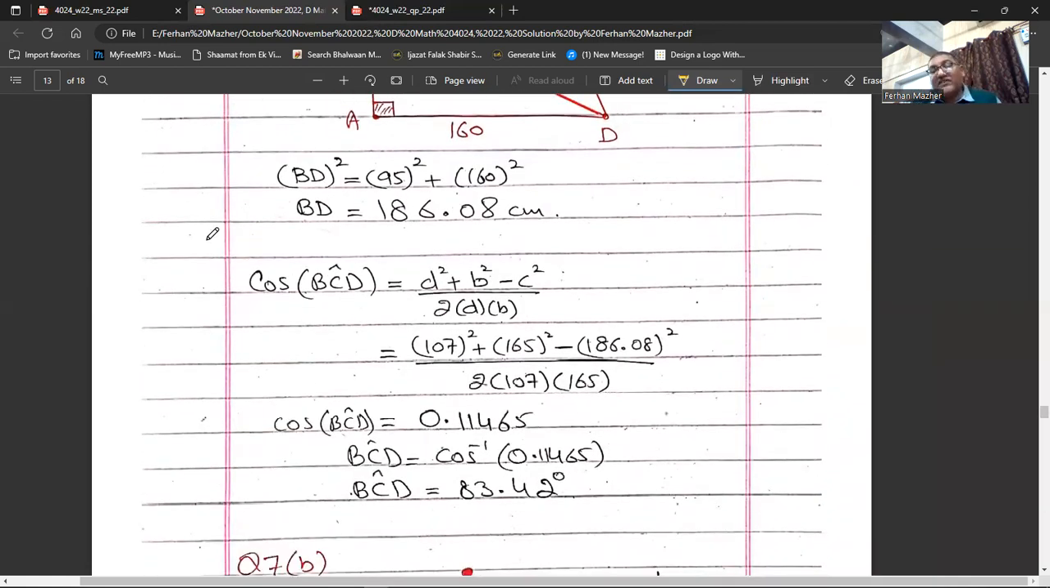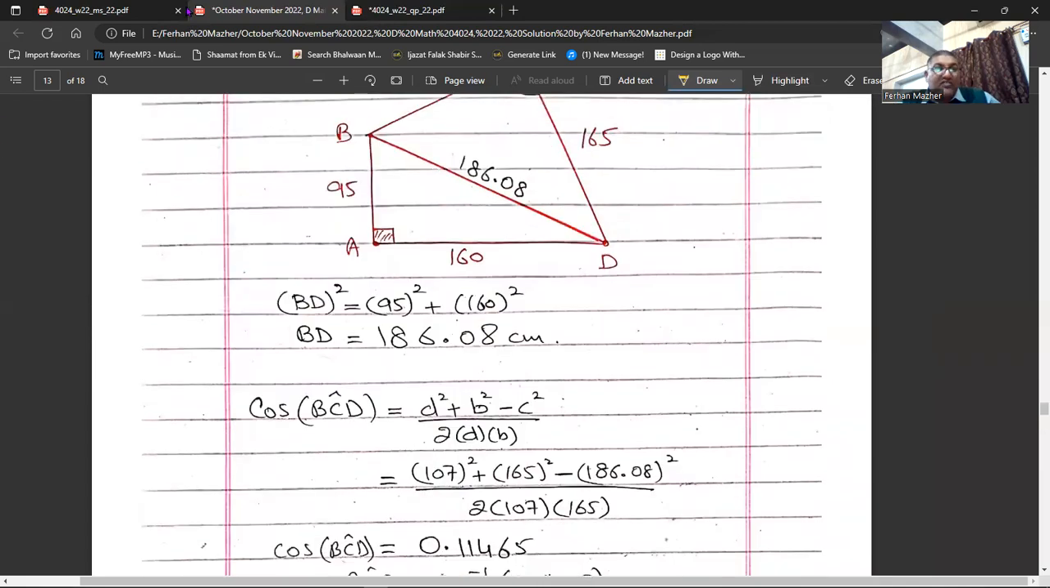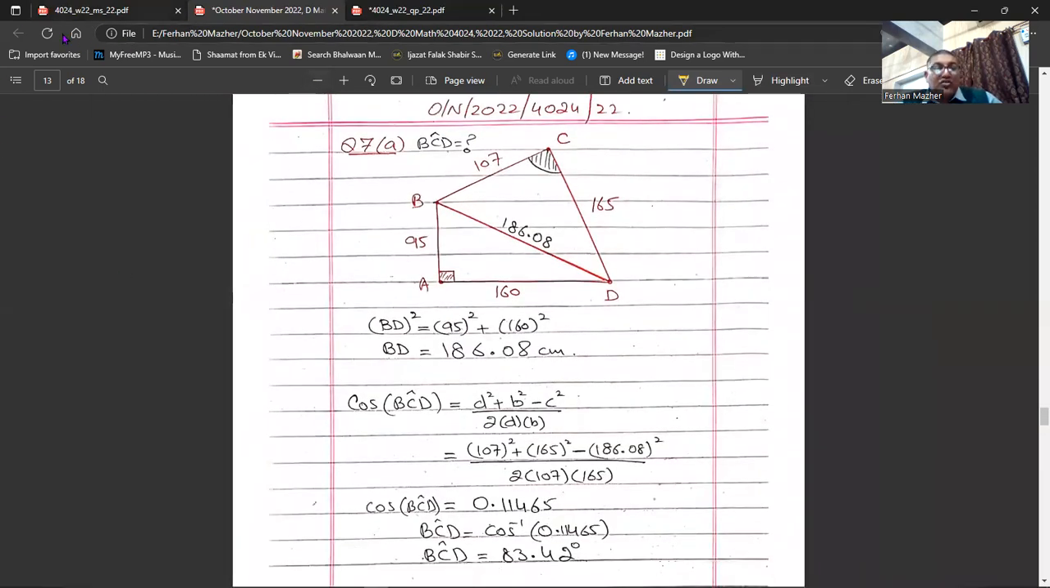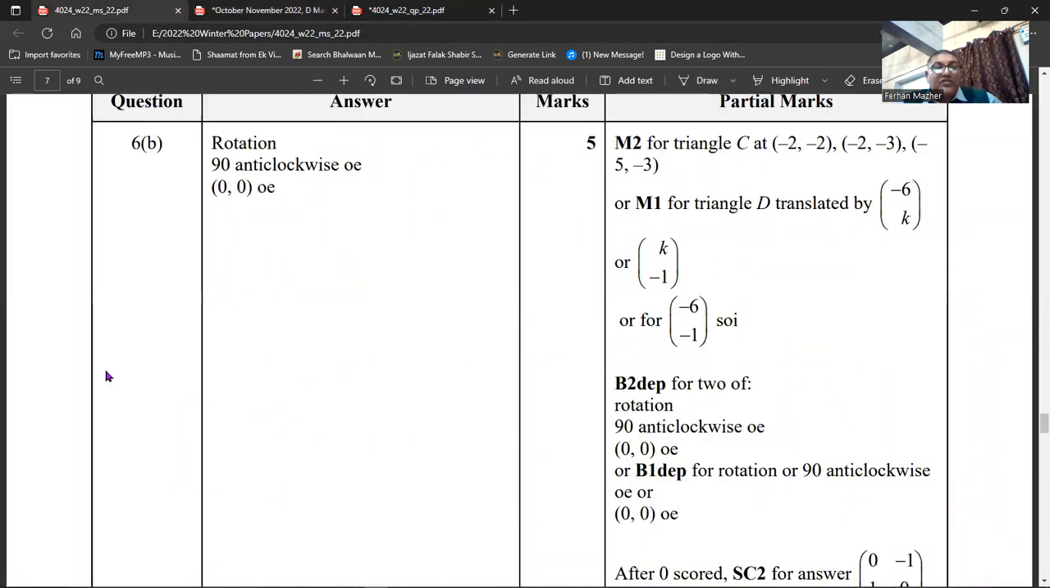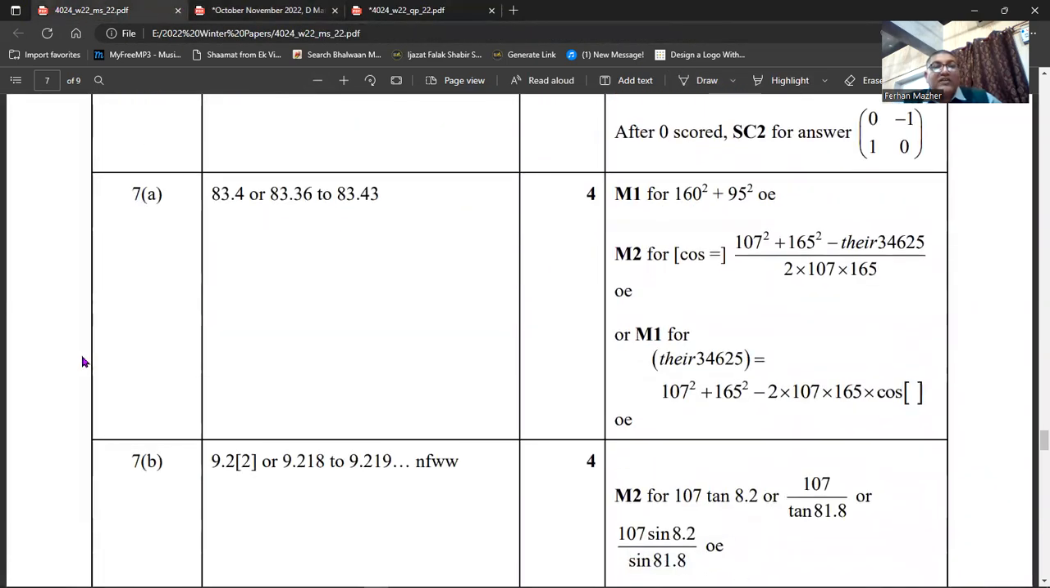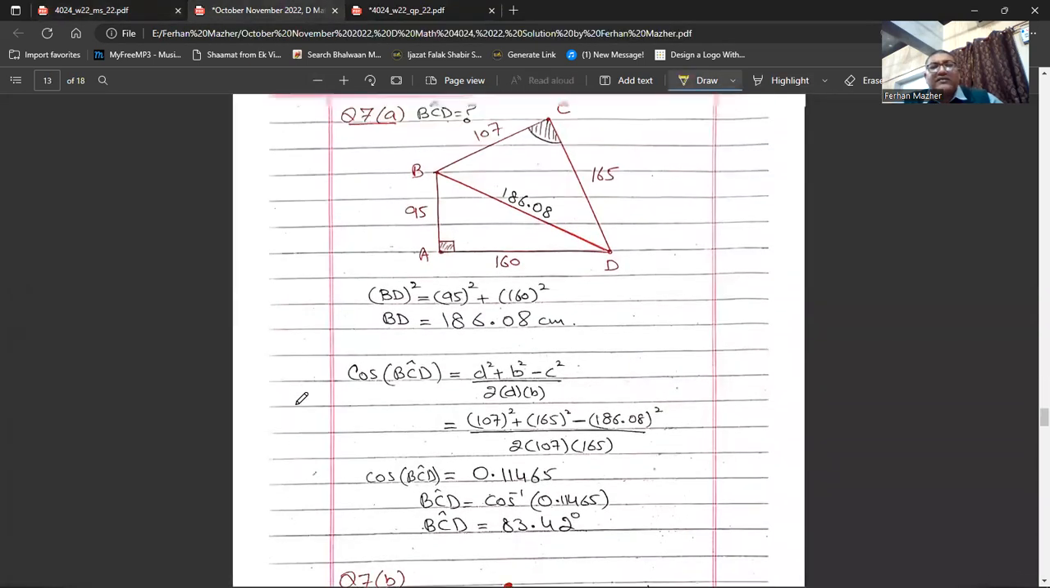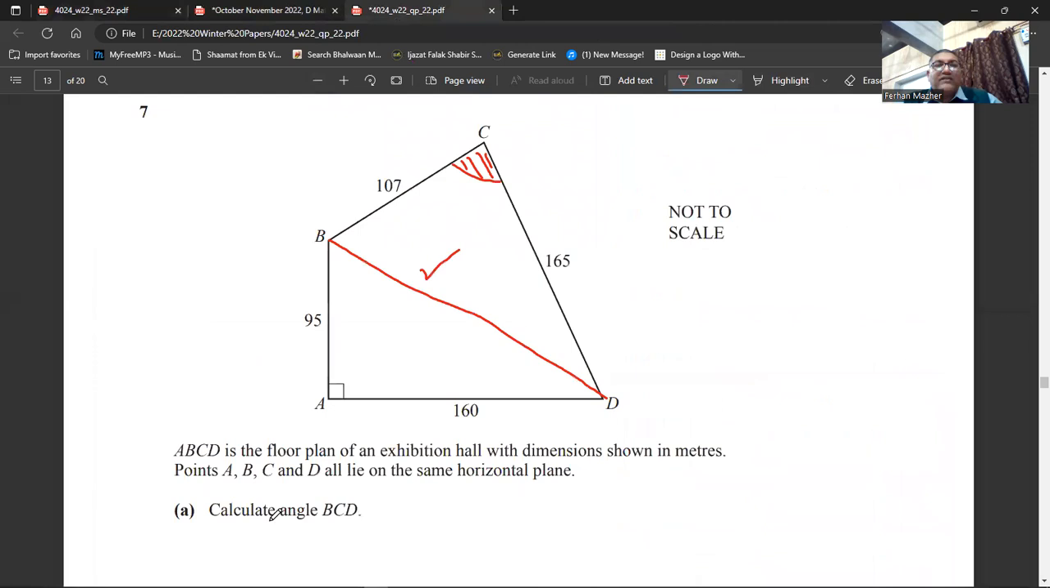0.11465. Then shift cos, answer equals, and you will get 83.42. This is how this is done on the calculator. Let me reduce the size so you can see the whole thing together. So the BCD angle is 83.42. So let's check. 83.4 is the right answer, sir. 83.42. I have written 83.4 actually, when you round it off.